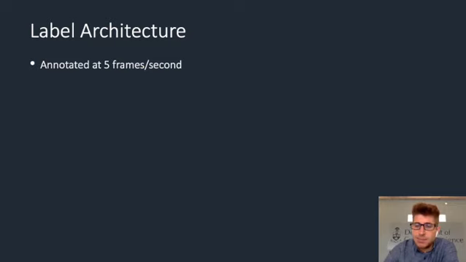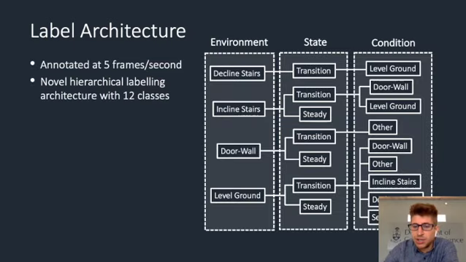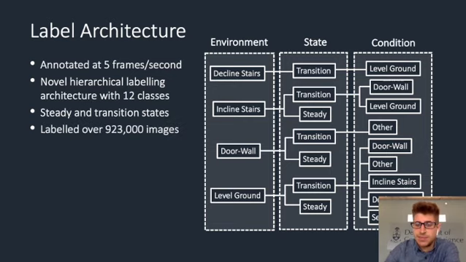We then manually annotated these images using a new hierarchical labeling architecture with 12 individual classes, as shown here on the right. This included both steady and transition states, and we manually labeled over 923,000 images using this new architecture.